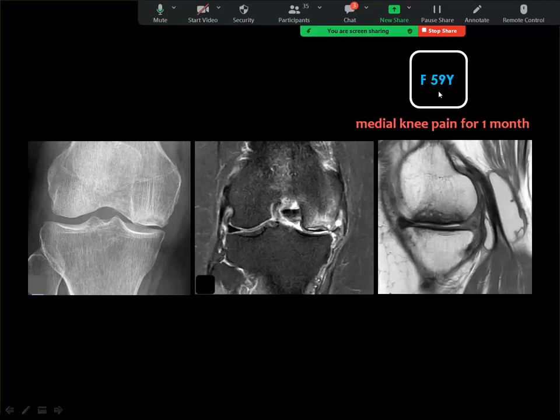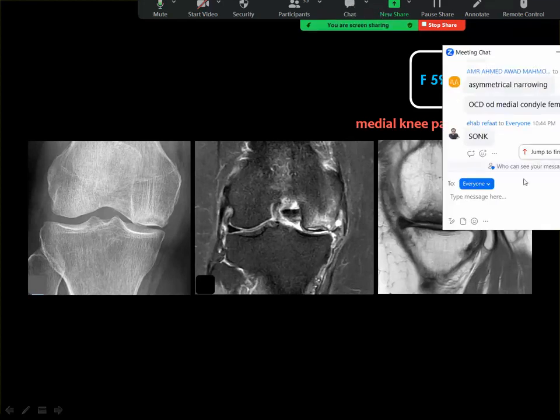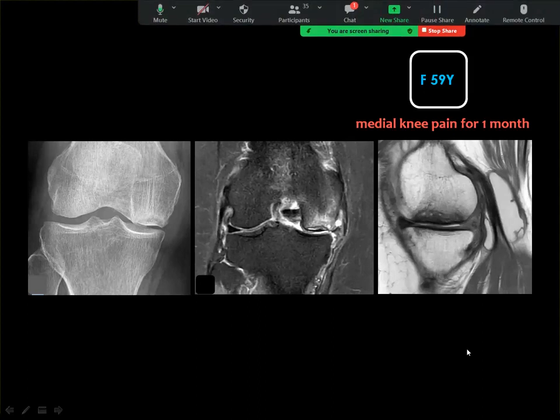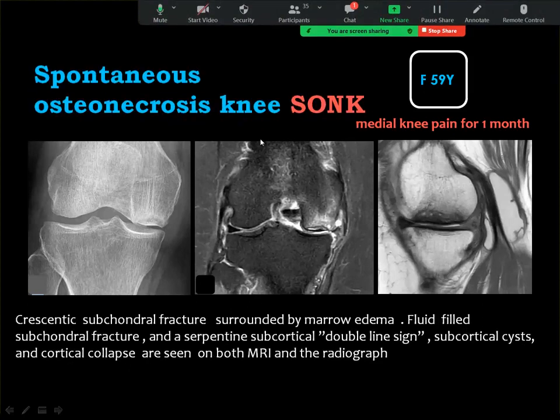Then this is a female patient, 59 years old, with medial knee pain for 1 month. And this is X-ray of the knee, MRI coronal stair, and sagittal T1 weighted image. Yes, the answer is right, and this is SONC. And by SONC, we mean spontaneous osteonecrosis of the knee.